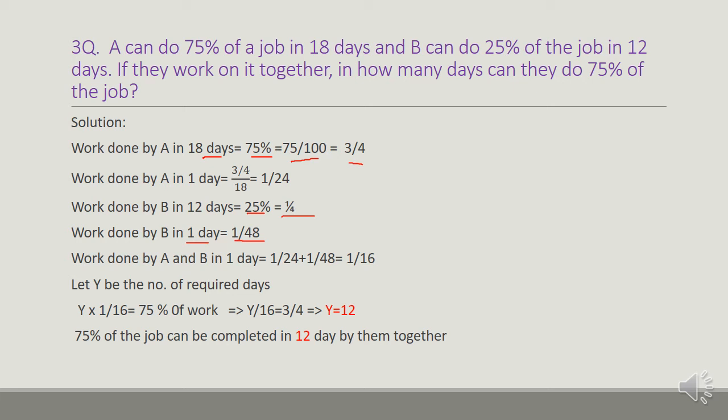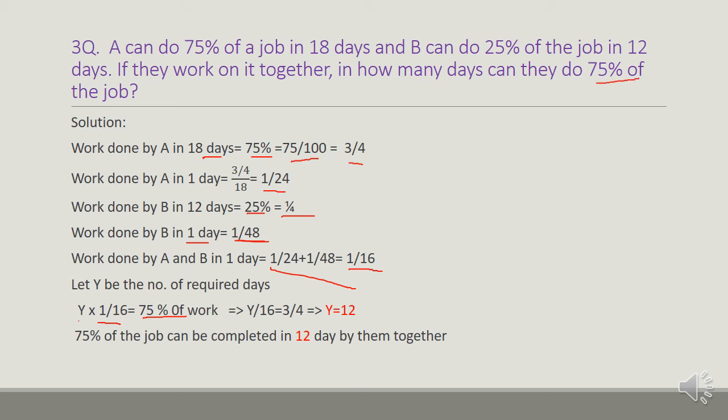Here A and B are working together. Then the work done by A and B together in 1 day is 1 by 24 plus 1 by 48, that is equal to 1 by 16. Then let us assume that y is the number of required days. Then y into 1 by 16, where 1 by 16 is the work done by A and B together in 1 day, is equal to 75% of the work done. In the question they do 75% of the work.